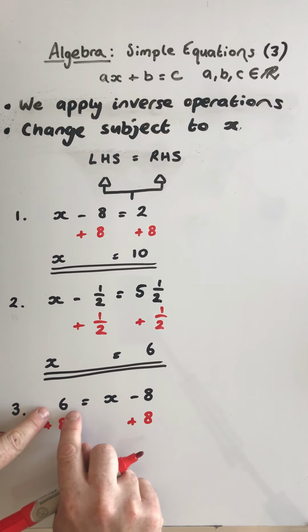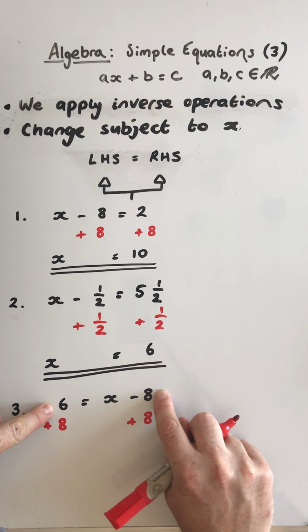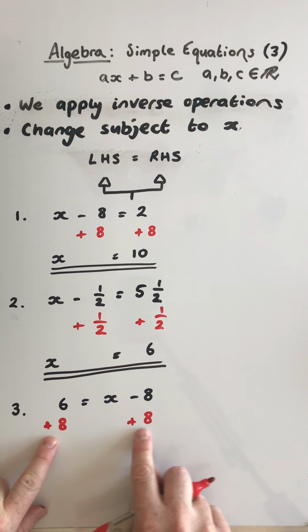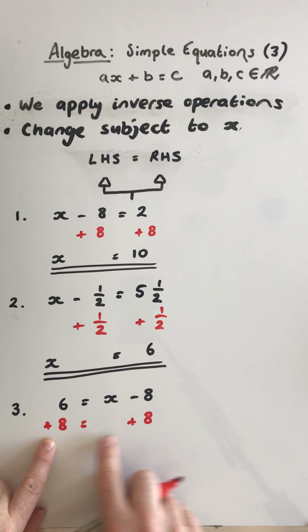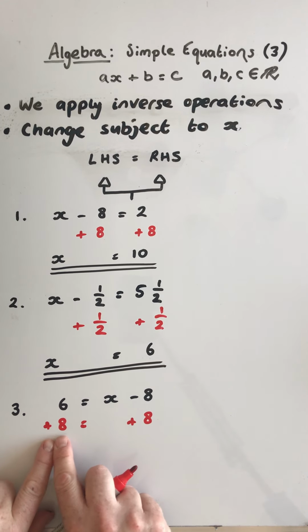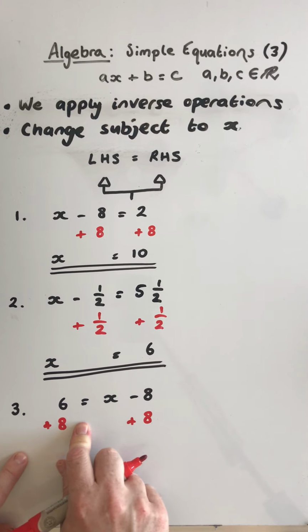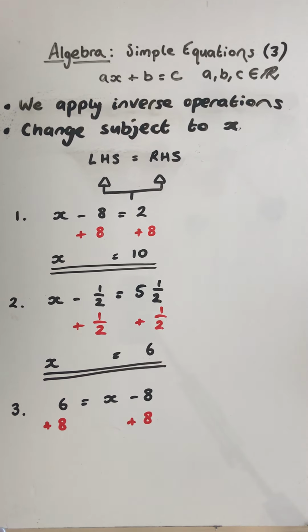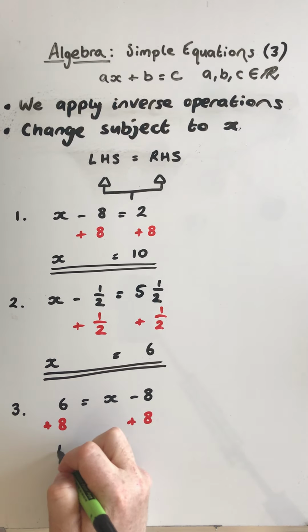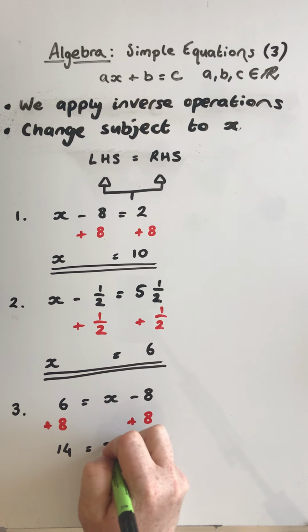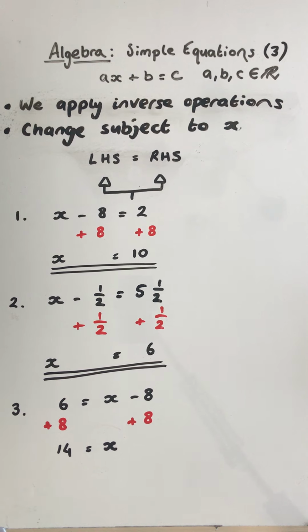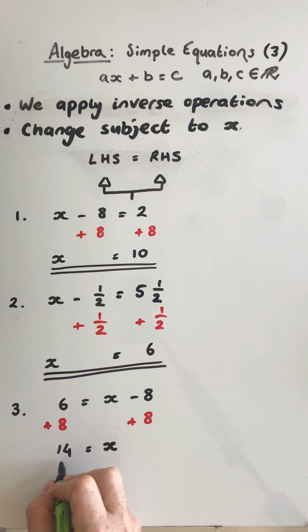So 6 is equal to x minus 8. Either side of the equals. We're not changing anything, we are balancing it out, keeping it balanced. 6 plus 8 is 14, minus 8 plus 8 is 0, so 14 is equal to x. We have changed the subject to x, x is on its own, this is our final answer.